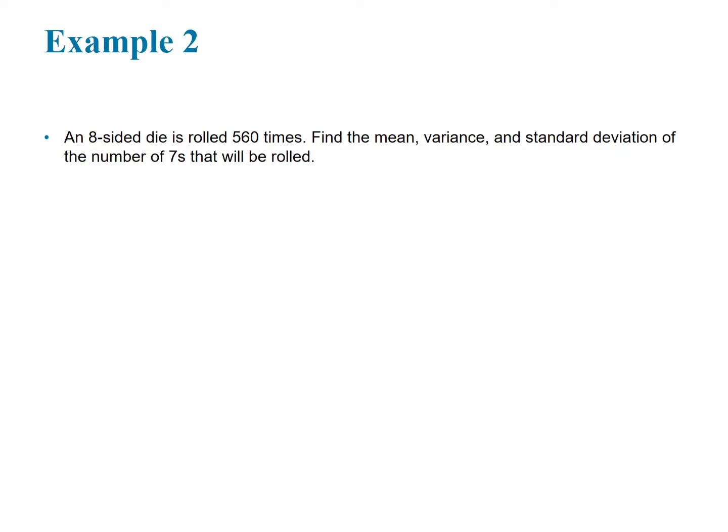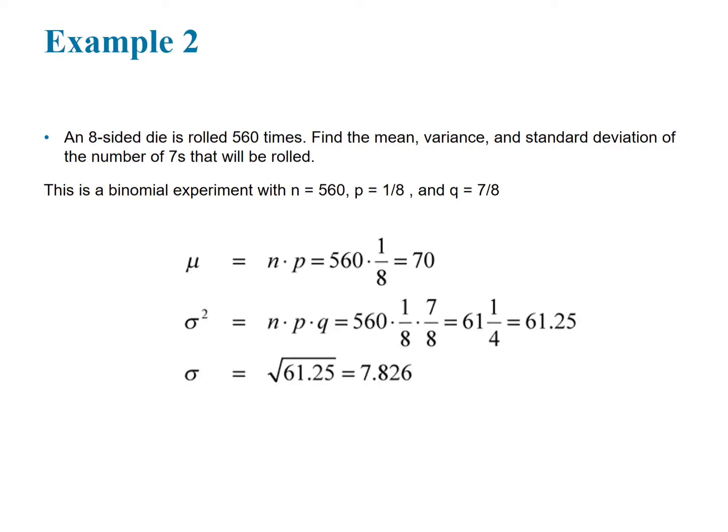So my p is 1 over 8, my q will be 7 over 8, and my n would be 560. So my mean is going to be 560 times 1 over 8, which is 70, and then you could do 70 times 7 over 8, which is going to be 61.25. That's 61 and 1 over 4, simply a mixed number there. And then my sigma would be the square root of 61.25, which is 7.826.